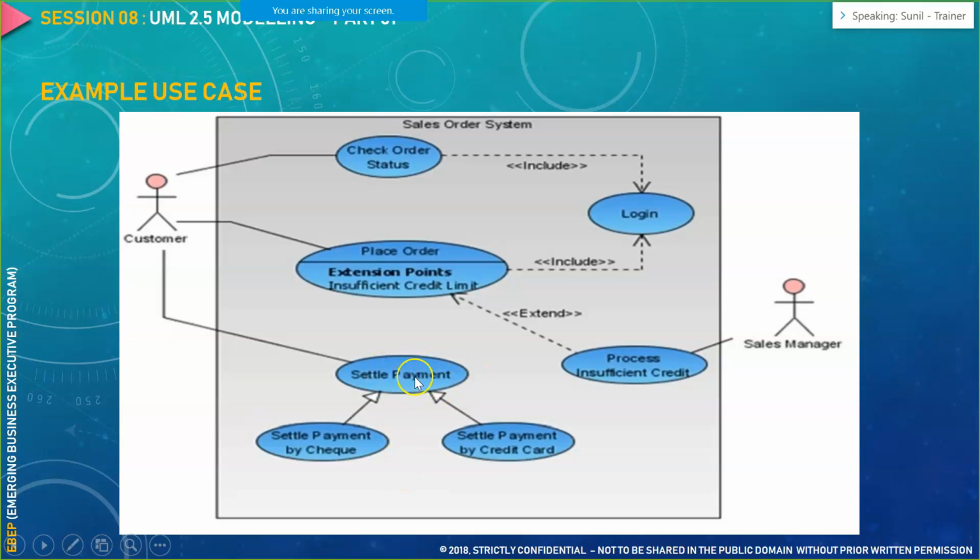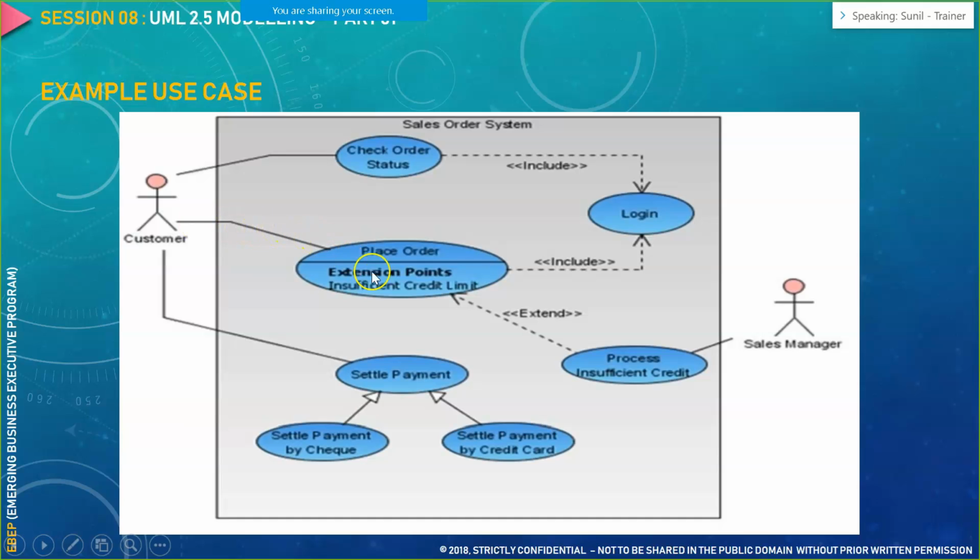So whenever you have options for a particular functionality, like in our case when he is settling payment, he has an option to pay via check, pay via credit card, or pay via electronic fund transfer. All the options would themselves come as use cases, and they would serve the main or master use case, that is settle payment.